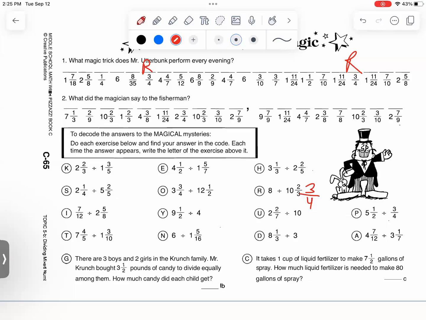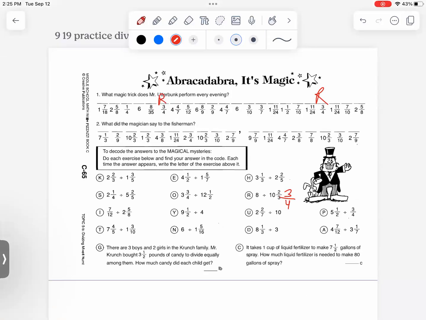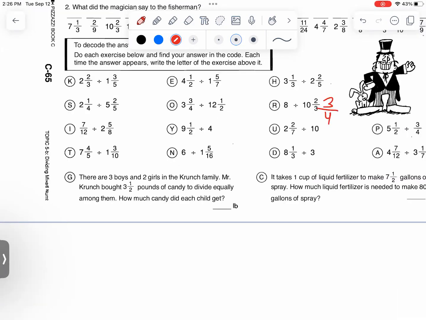Right, so I want to go over some of the stuff from 9/19 here. All right, see how much of it I get through. I feel like it's too long of a video. R is 3/4. That was on the instructions for today.